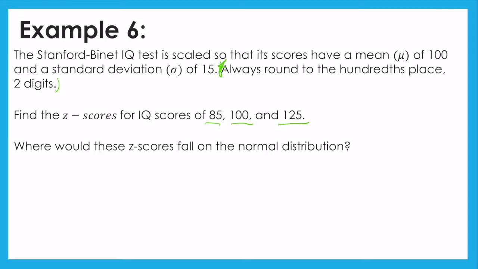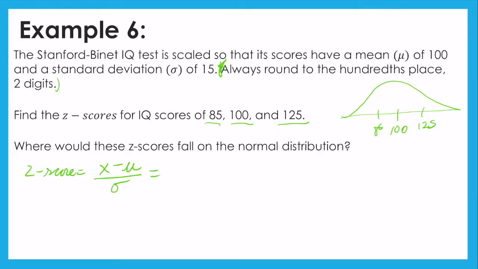So we can sketch our little normal distribution, but we don't have to do the whole 3 standard deviations above or below the mean. I've got 100, I've got 85, I've got 125. Let's go ahead and calculate these Z-scores. Remember, my Z-score is my data value minus my mean over my standard deviation. So for 85, I have 85 minus 100 over 15. That gives me negative 15 over 15, which is negative 1. So 85 has a Z-score of negative 1.